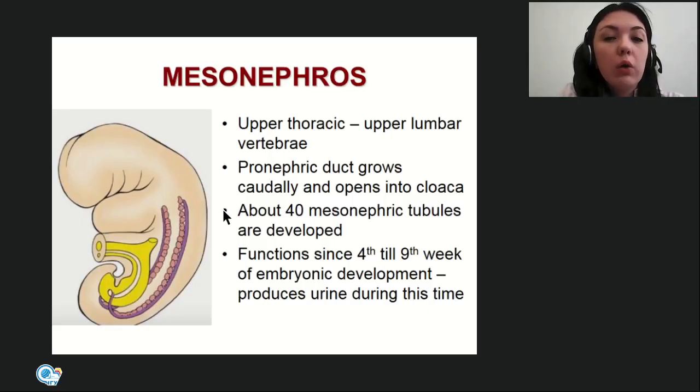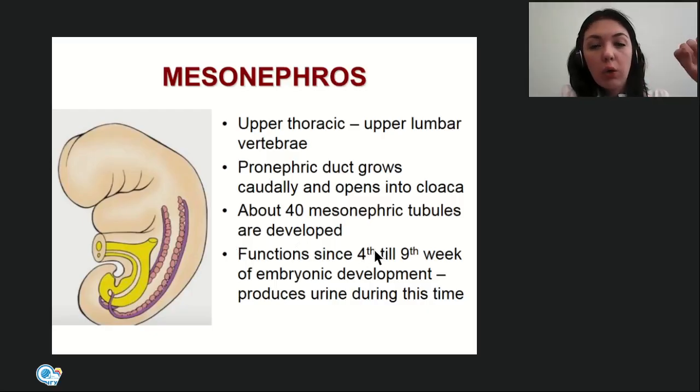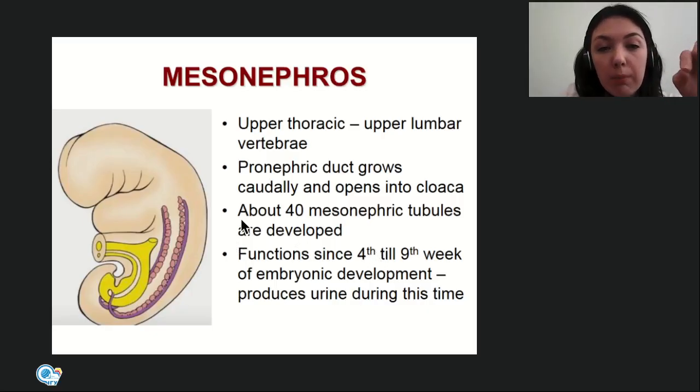So close to the pronephric duct, about 40 mesonephric tubules are developed. And this pronephric duct, after it grows caudally, becomes the mesonephric duct. So these mesonephric tubules are developed and they open into the mesonephric duct. And this mesonephros functions from the 4th till the 9th week of embryonic development. And during this time, it produces urine.